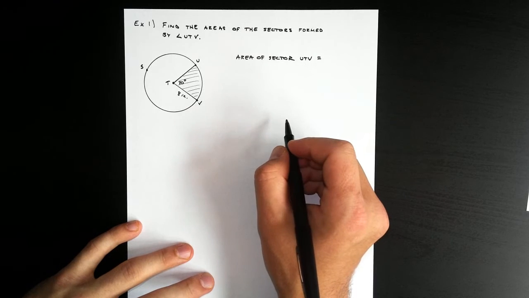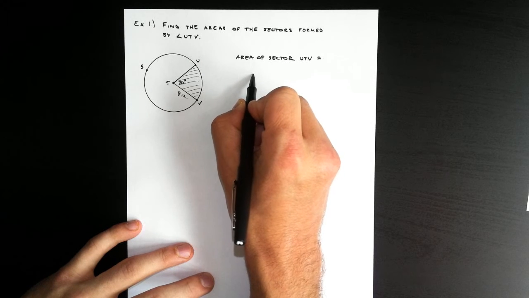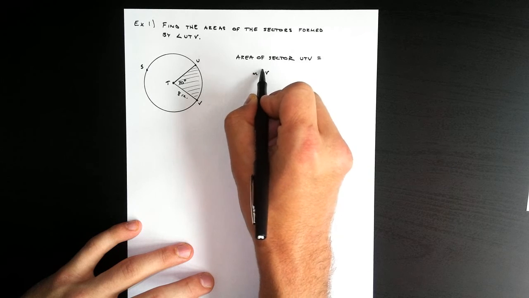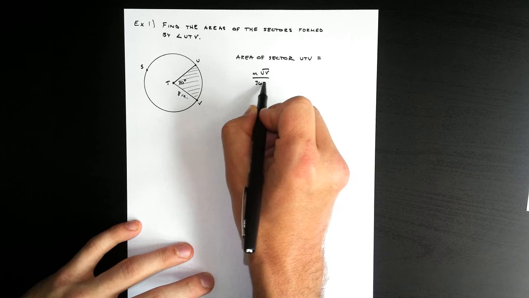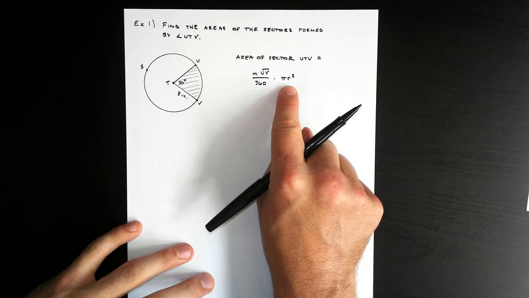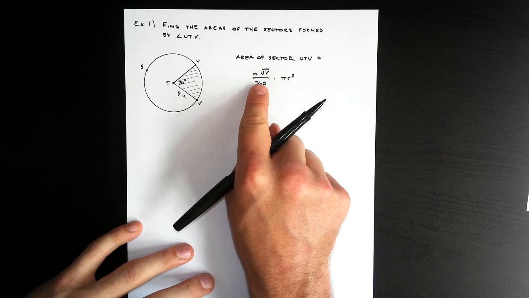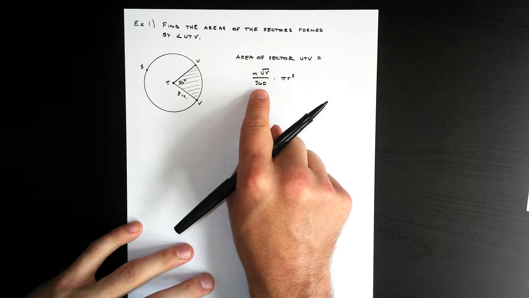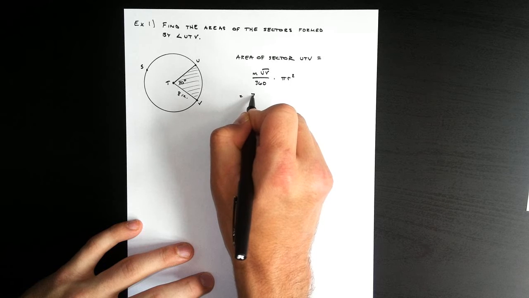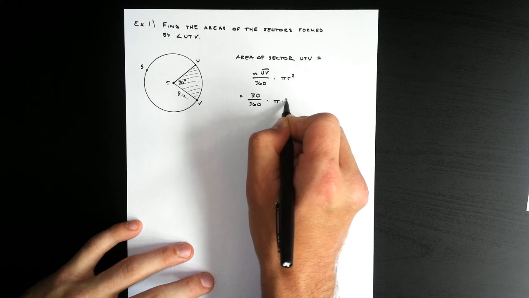So the area of that is going to be equal to the measure of our central angle, or the measure of our arc, so in this case the measure of arc UV over 360 times pi r squared. So pi r squared gives me the entire area of the circle, and then this fraction is going to tell me the piece of the circle that we want. So if we plug in what we know, the measure of arc UV is 70 over 360, and then times pi times 8 squared.